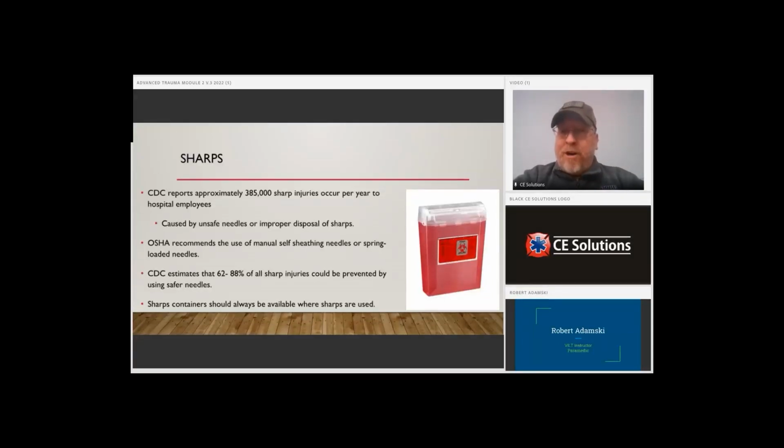Make sure you have sharps containers anywhere you could start an IV. So not only in the back of your truck, but make sure you have a small sharps container with you in your first in bag, your jump kit. All right, make sure even if you're on scene, you're not leaving IV catheters lying around.